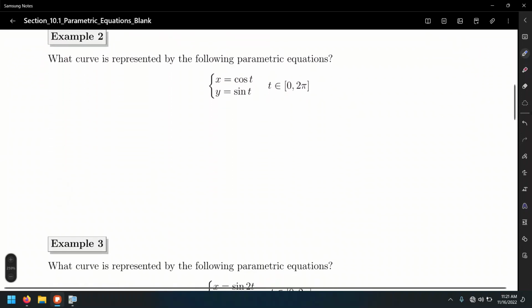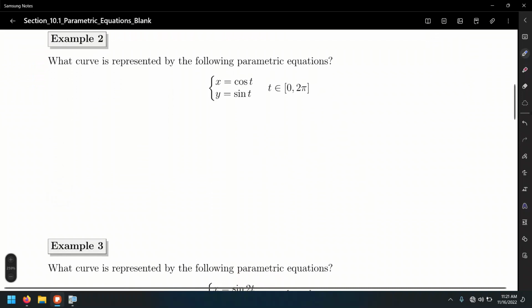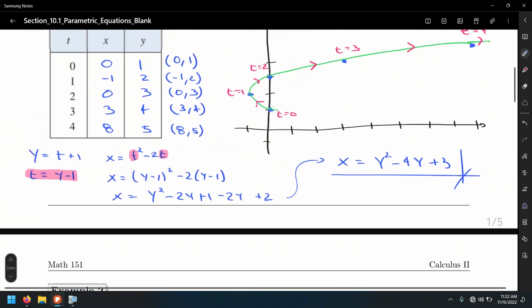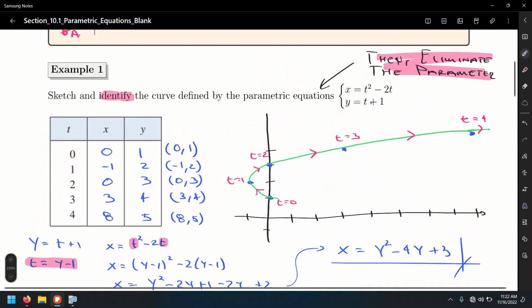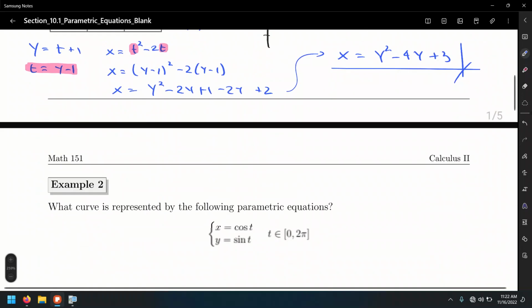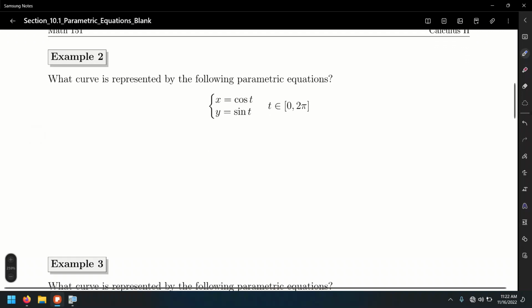All right. So example number 2: what curve is represented by the following set of parametric equations? In this case, x equals cosine t, y equals sine t over the interval between 0 and 2 pi. One way to determine what this will be is to eliminate the parameter. But how did we eliminate the parameter in the previous example? We went to the easiest equation, solved for t, and whatever we got, plugged it back into the first equation. Let's see if that is going to work here.